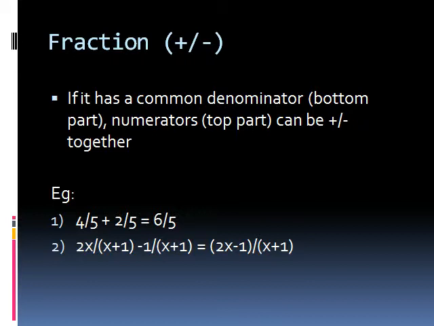Similarly, as you can see in example number 2, 2x over x plus 1 minus 1 over x plus 1, you would see that there's a common denominator. So there's nothing else that you need to do. You just need to add or subtract all of the numerators, which is the top part, together. So the answer to this would be 2x minus 1 over x plus 1.